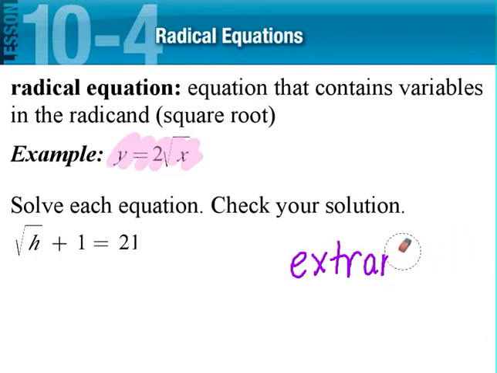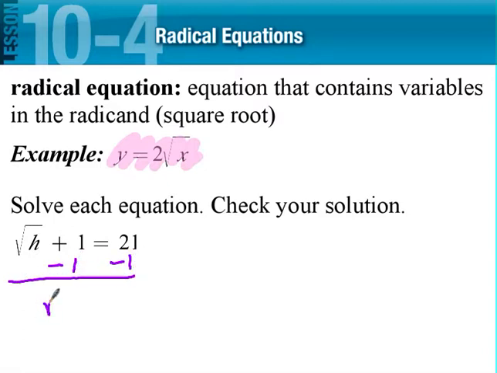So let's go ahead and look at this first equation. What do you think you're going to do first? Subtract 1. That's a good start. So then I have root h equals 20. Now how do I undo a square root? You square it.